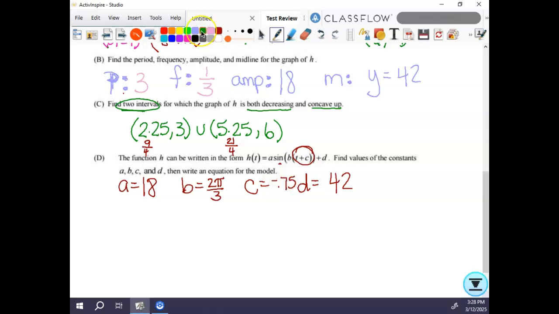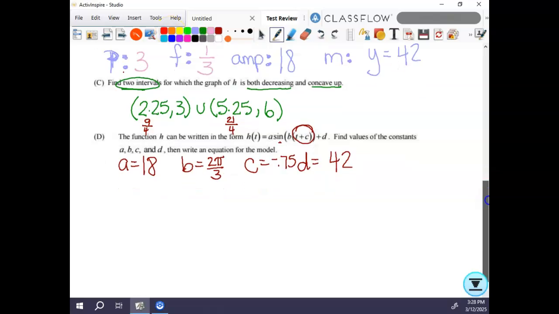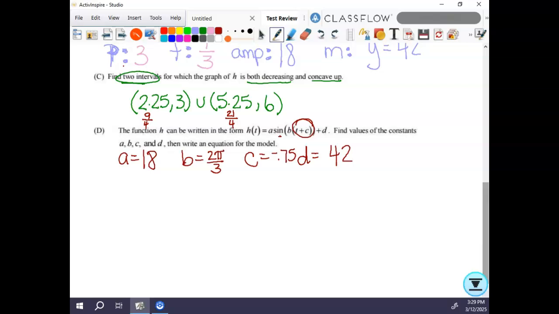So then when I go to write the equation, it's going to be h of t equals 18 times the sine of b, which is 2 pi thirds, times t plus a negative 0.75, so it's just minus 0.75, still means I move to the right. 2 sets of parentheses there, and then plus 42. And there you have it.